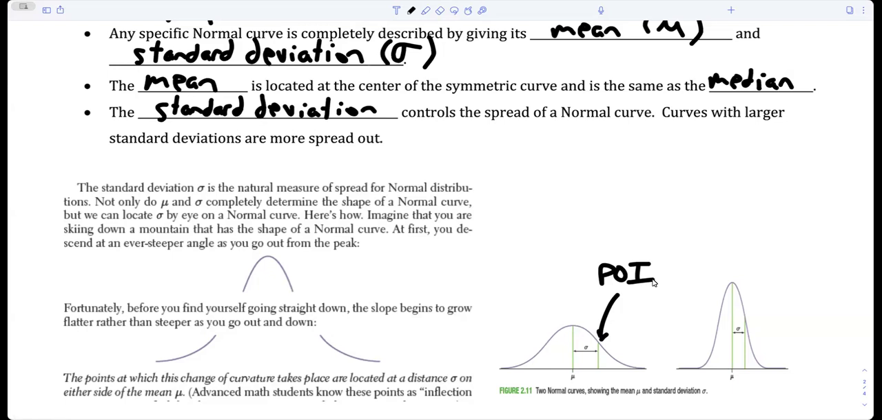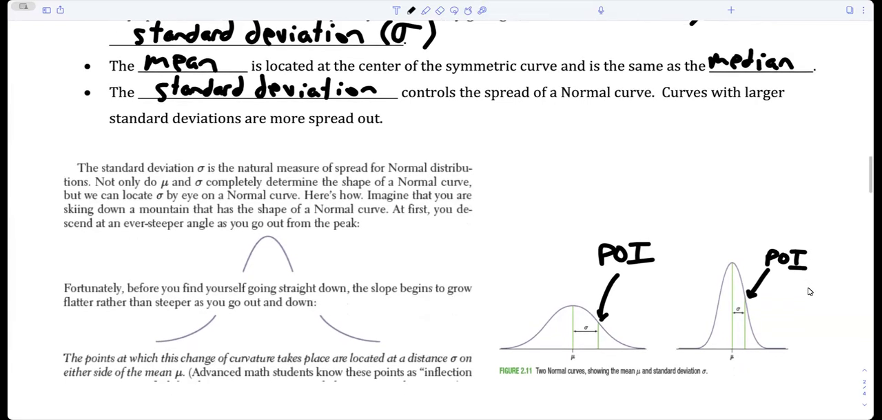But what you need to know for our purposes, the larger the standard deviation, the wider the normal distribution will be. The smaller the standard deviation, the narrower the normal distribution will be, and those standard deviations are determined by the change in concavity, the point of inflection there.